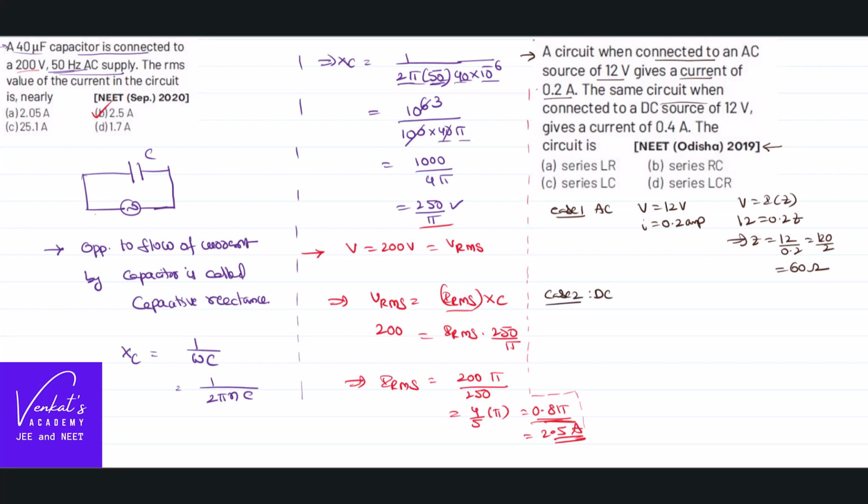The same circuit when connected to DC of 12 volts, there is a certain current. So V is again 12 volts, but the current here is 0.4 amperes. Then again I can use the same formula, V equal to IR. V by 0.4 is the resistance. So resistance is 12 by 4 by 10, that is 30 ohms. So there is a flow of current even when you are connected to the DC.